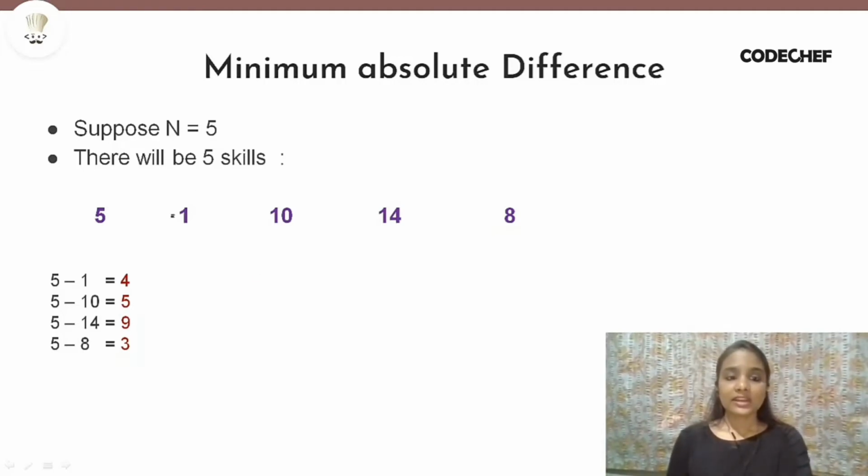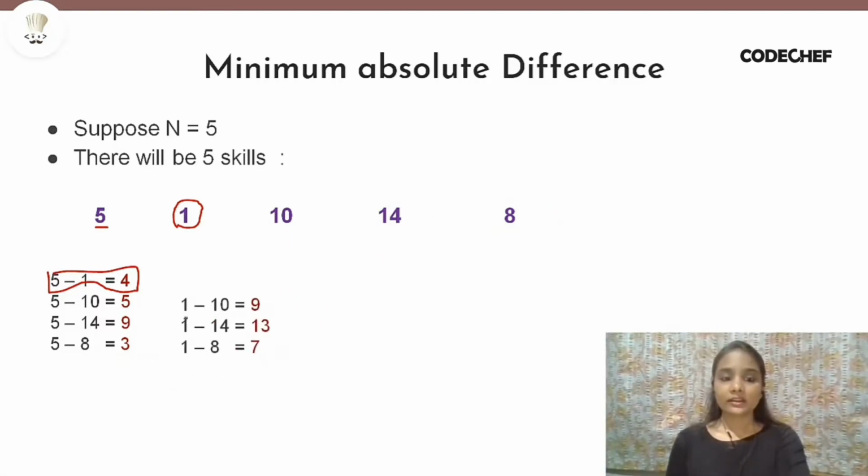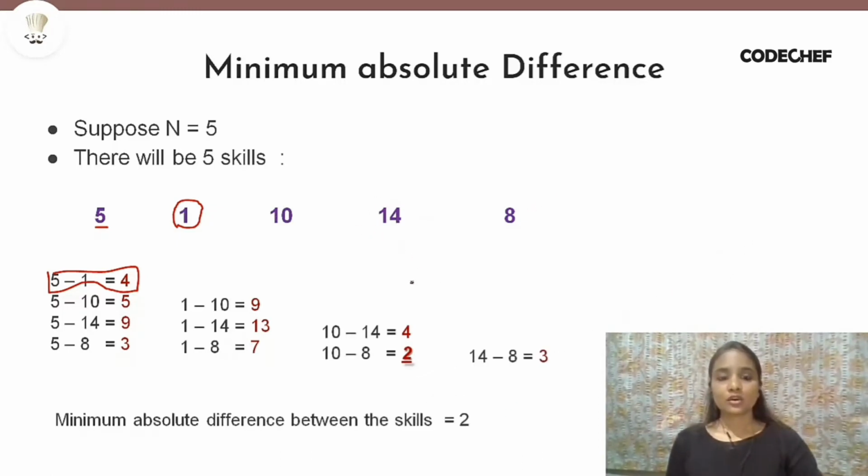Now next you need to calculate the difference of 1 with every other number. The difference of 1 with 5 is already calculated here. So the leftovers are 10, 14 and 8. So we calculate the difference of 1 with every other left out number. Now same thing we'll do for every other number. For 10 we'll calculate the difference with 14 and 8, and for 14 with only 8. So these are all the differences.